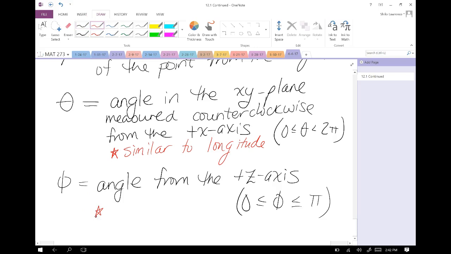So this is similar to latitude, but 0 degrees is in a different spot. But it's kind of measuring where we are north and south. Latitude. Did I just say longitude? Yep. I'm sorry. I meant latitude. Questions so far? No? Okay.